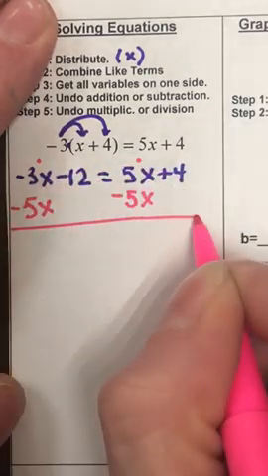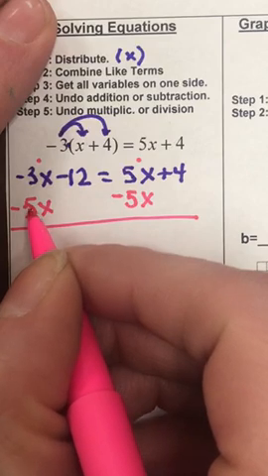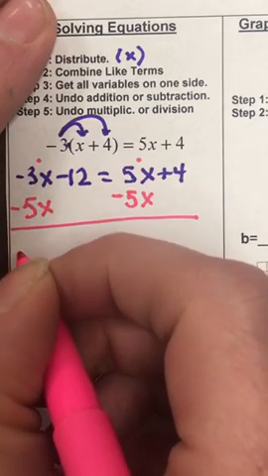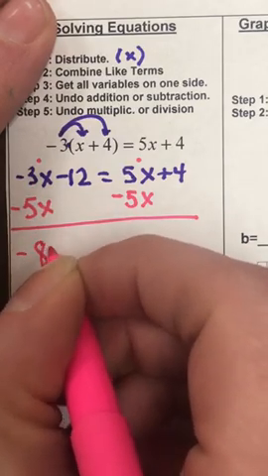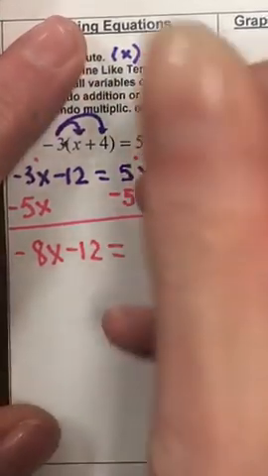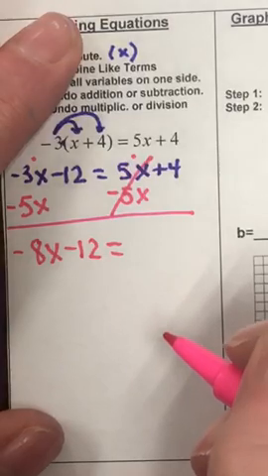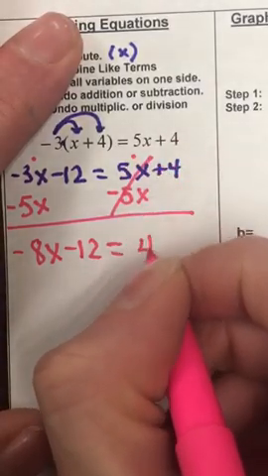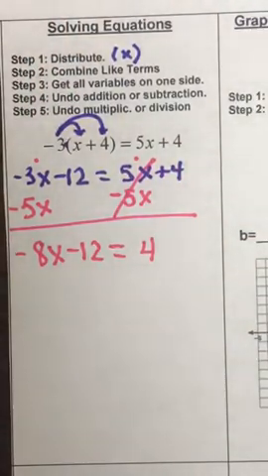So now, -3x minus 5x, -3 minus 5 is -8x, minus 12, equals, remember we said that makes 0, so I'm just going to cross through it, and I'm going to bring down that 4. Okay, next step from here is I'm going to undo any addition or subtraction.